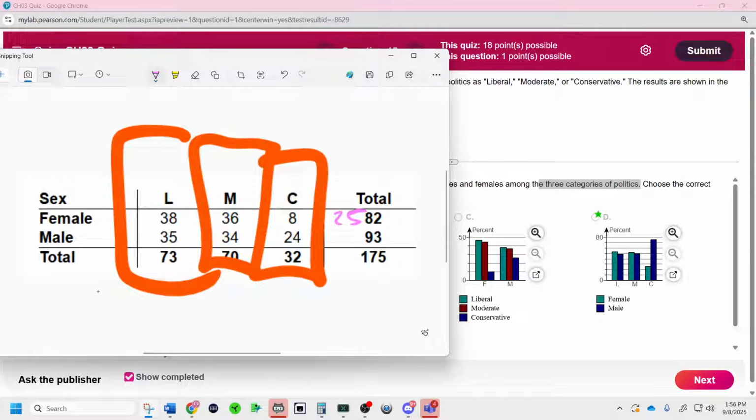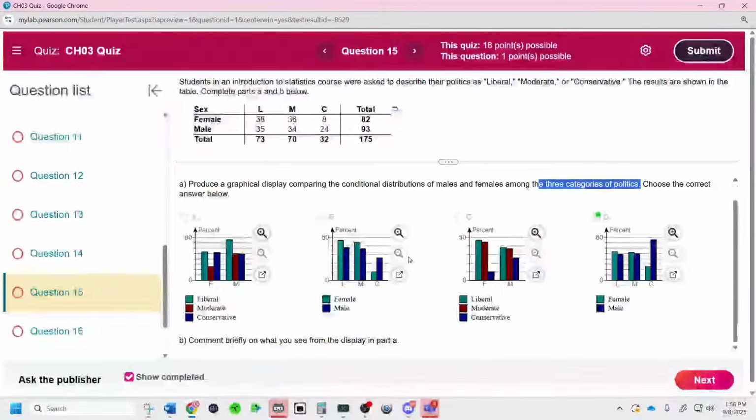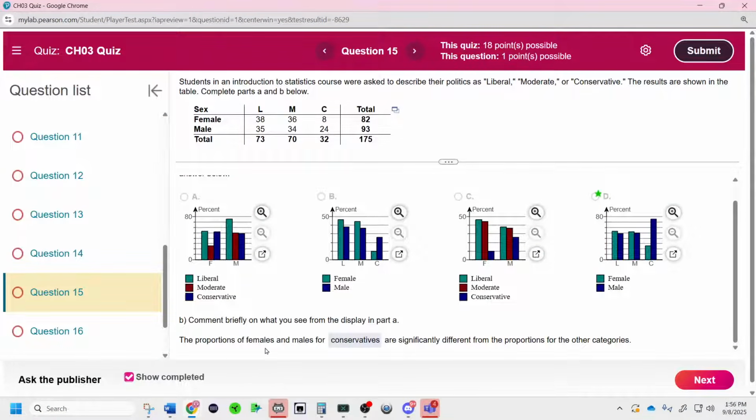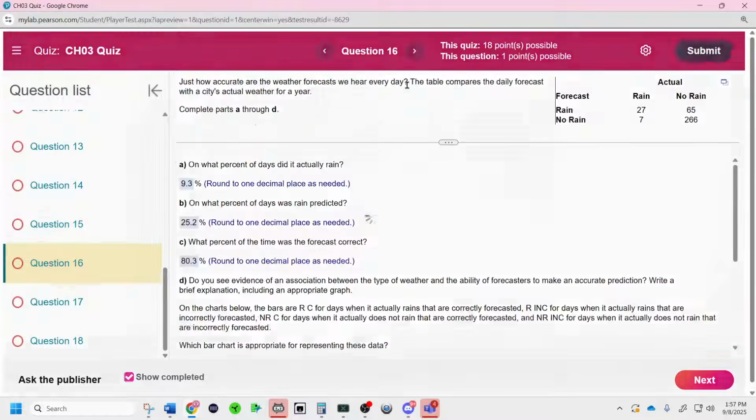And 25 and 75 for this group, respectively. You need to do it for all of these. Yeah, we'll do the film one next. You got it, Javante. And comment briefly, the proportion of females and males for conservatives is significantly different, showing that there is an association. There's an association here.